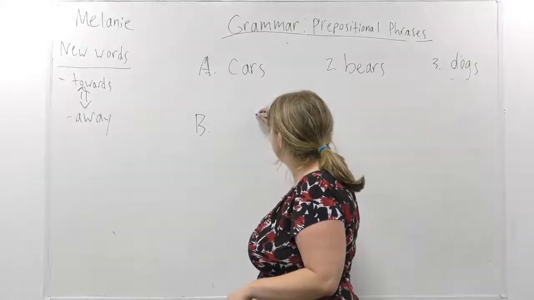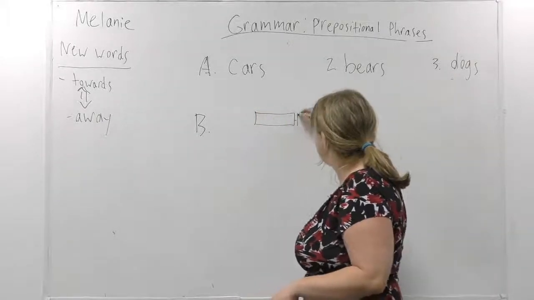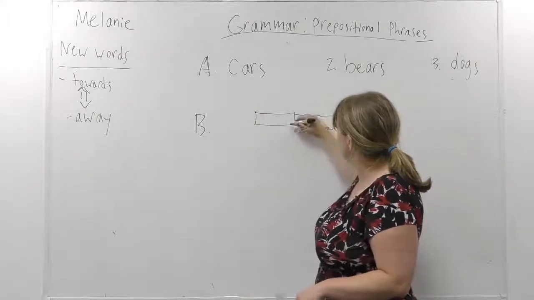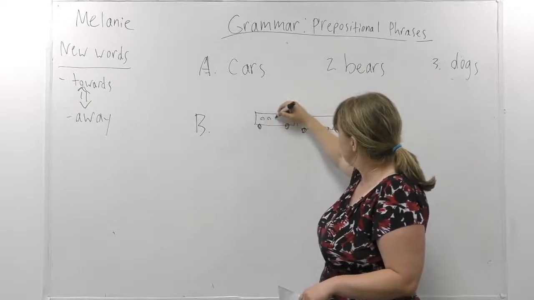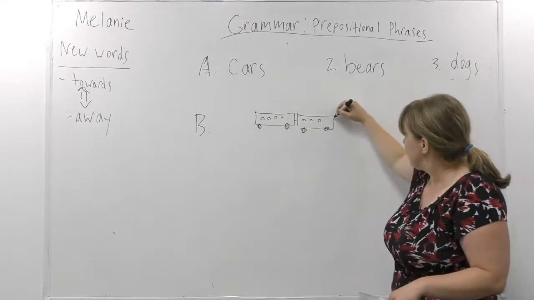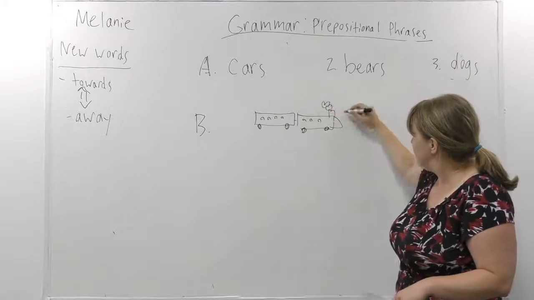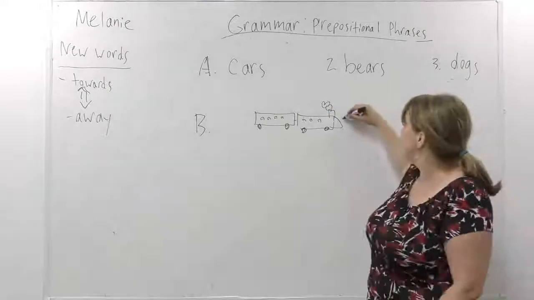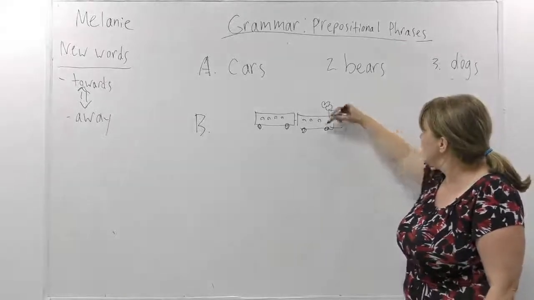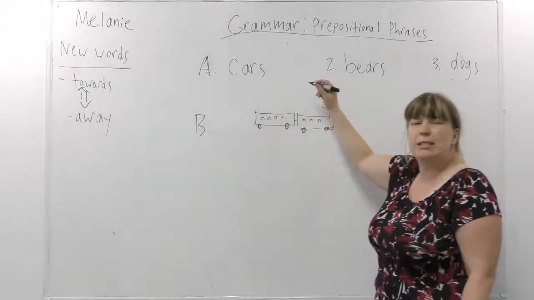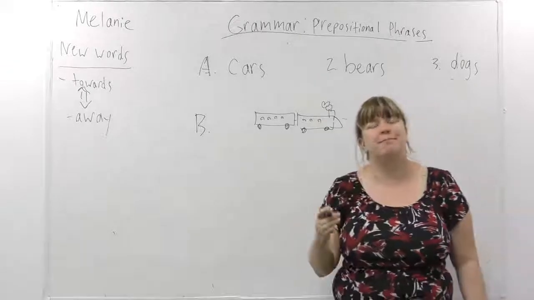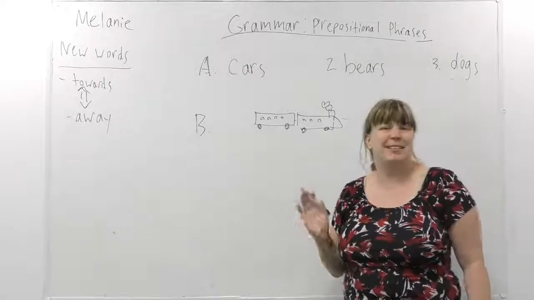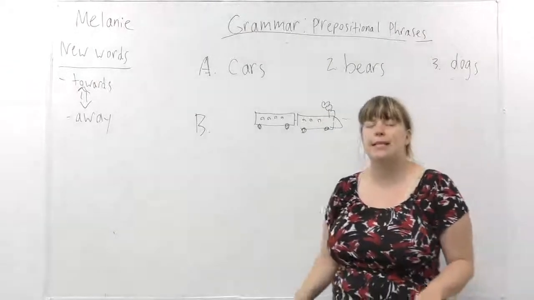Okay, so here is our train. Choo-choo. All right, so here is our beautiful little train. Has some smokestacks. Now, it's going to go through some things. So, what's it going to go through? What do you think?